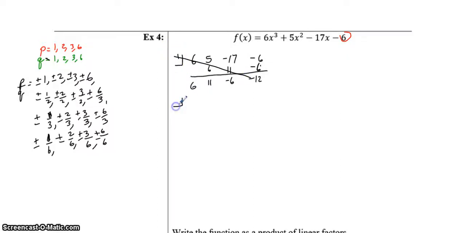That's not a 0. So let's try 2. Multiply, add, multiply, add, multiply, add. Not a 0. Remainder is not 0. 2 is not a 0.